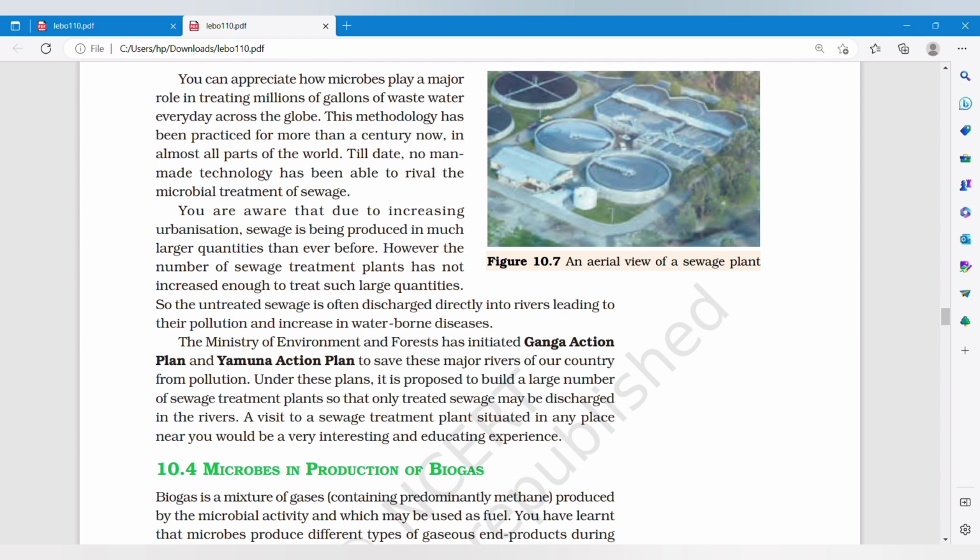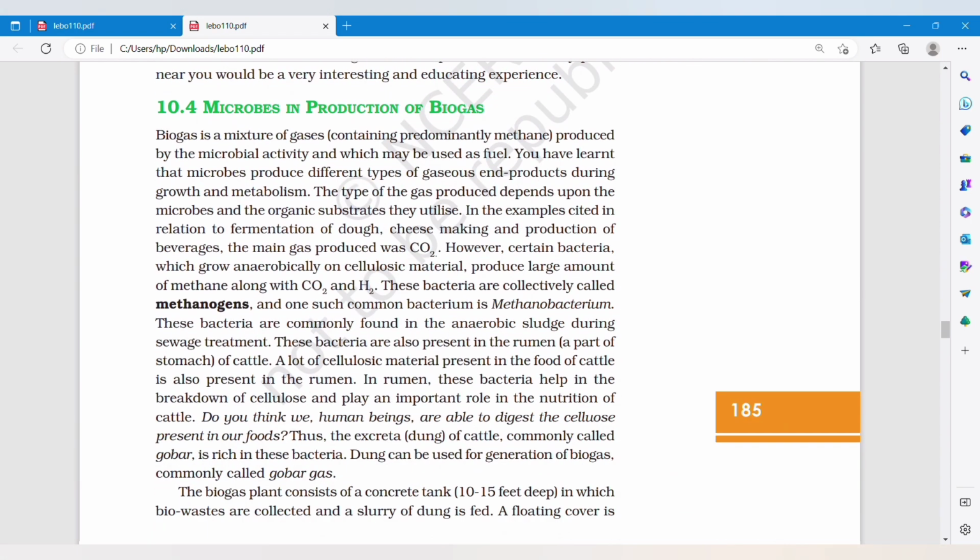Under this plan, it is proposed to build a large number of sewage treatment plants so that only treated sewage may be discharged into the river. A visit to a sewage treatment plant situated in any place near you would be a very interesting and educating experience. Microbes in production of biogas.